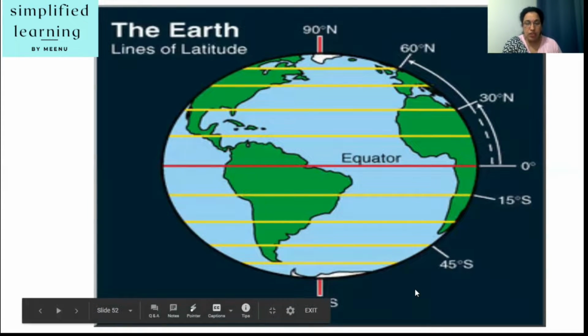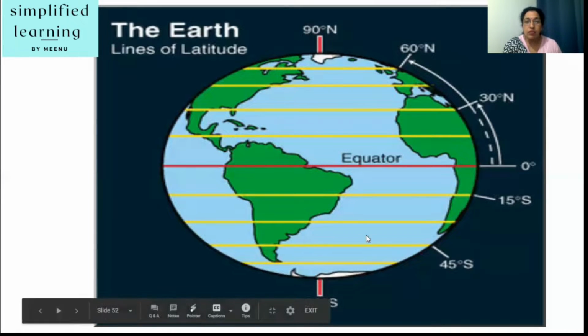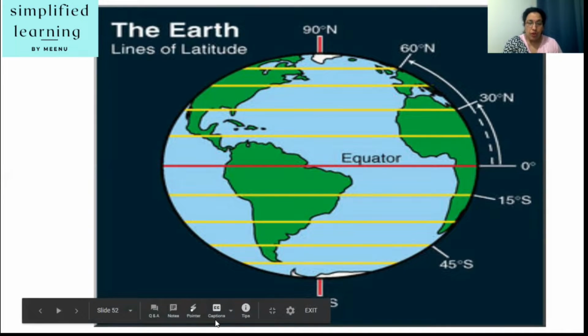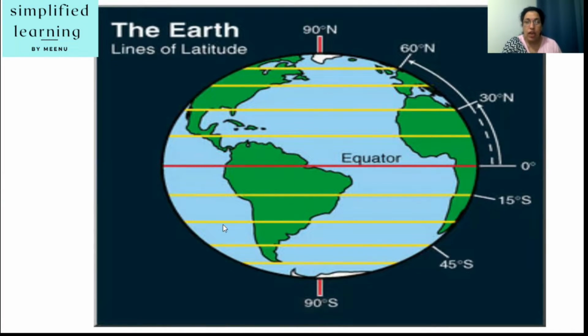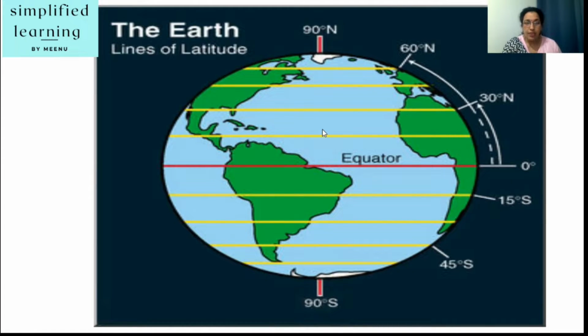The numerical value of a latitude is followed by the letter N. As you can see here, all latitudes in the northern hemisphere are named with the number and capital letter N. Similarly, in the southern hemisphere, the capital letter S is used. So the numerical value of a latitude is followed by the letter N or S for north or south of the equator. For example, 30 degree north, 60 degree north and 90 degree north. And in the southern hemisphere, we have 15 degrees south, 45 degrees south and 90 degree south. Yes, let's move further.